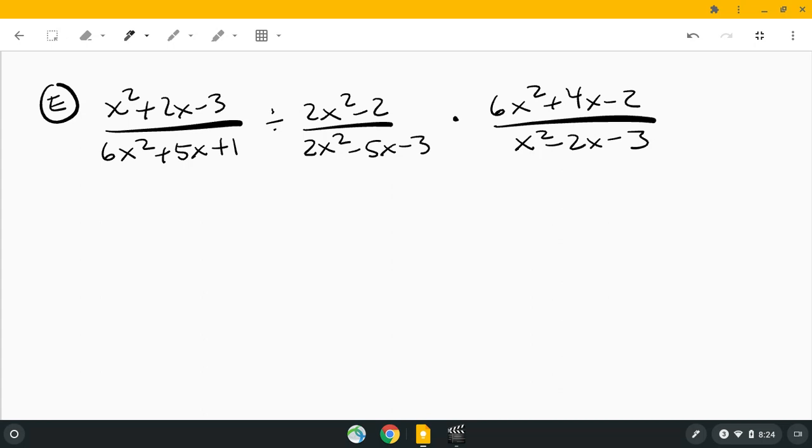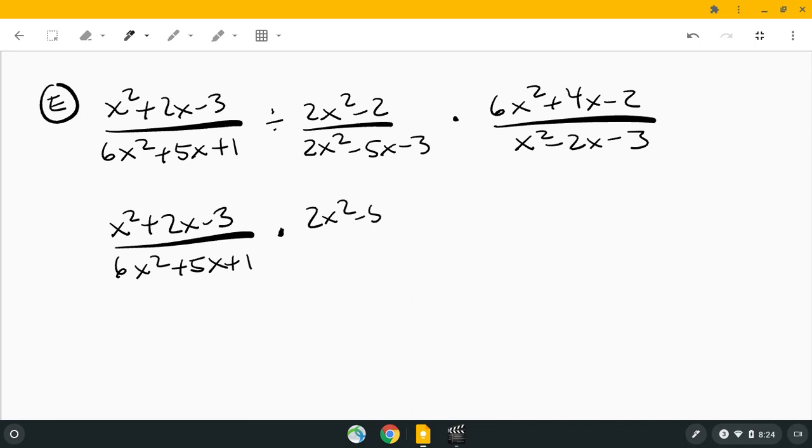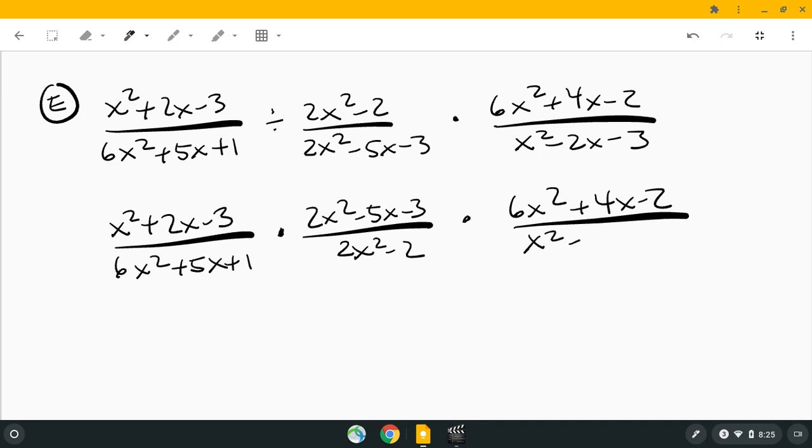Okay, so right over here is your division. So we're going to keep this, flip this one, and we're going to change that. Okay, so we're going to keep, change, flip. Okay, and then we're going to bring down this third fraction. We're just going to bring this down. We don't have to flip it. It's multiplication. Let's make sure we write 2, not 3. Okay, all right, so now everything's in the right place.